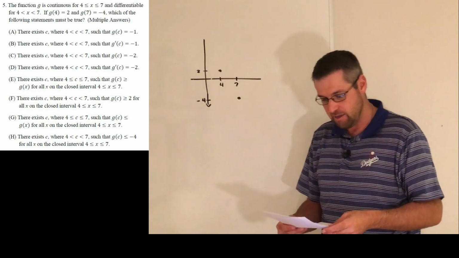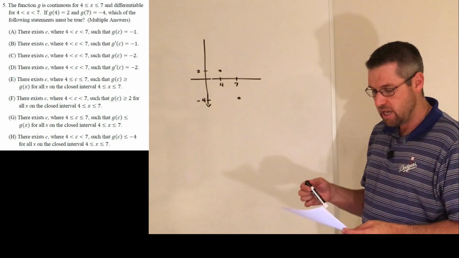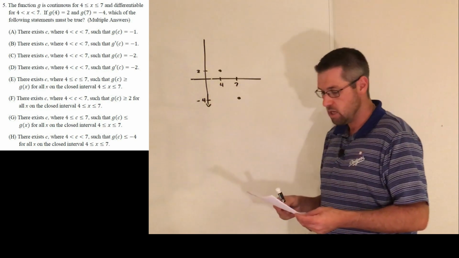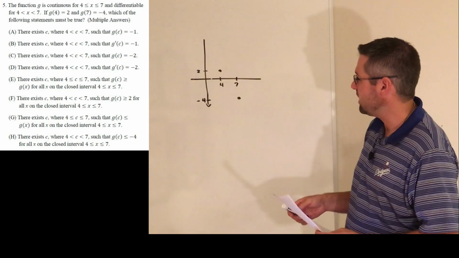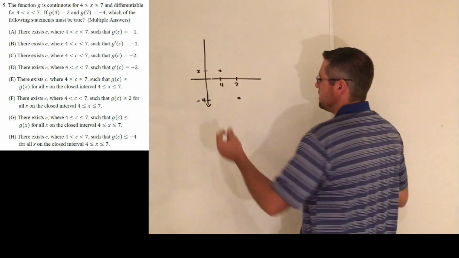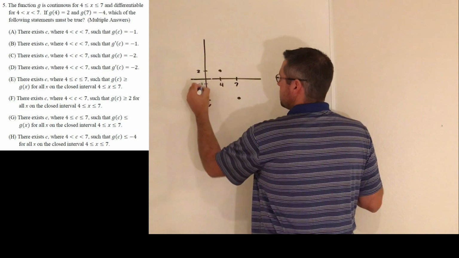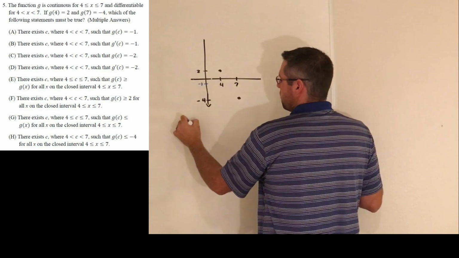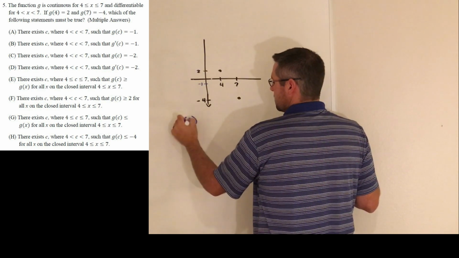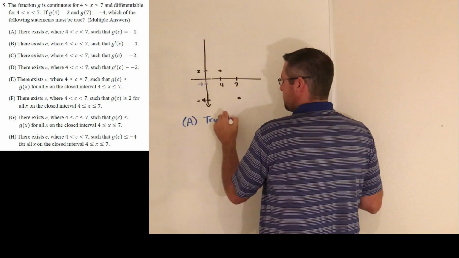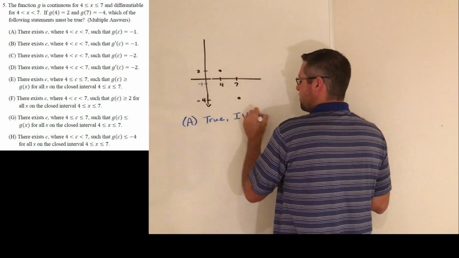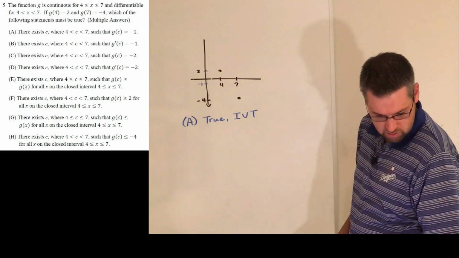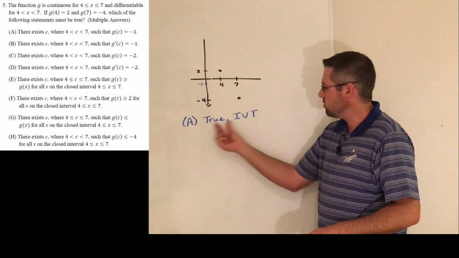If we look at option A, it's saying that there exists a c value, which implies an x value between 4 and 7, such that g of c must equal negative 1. So we're saying that it must hit negative 1 for some x value between 4 and 7. And that statement is going to be true. That's a true statement. And that is from the intermediate value theorem. I don't want you to start abbreviating it like that, but I want to get through this review.